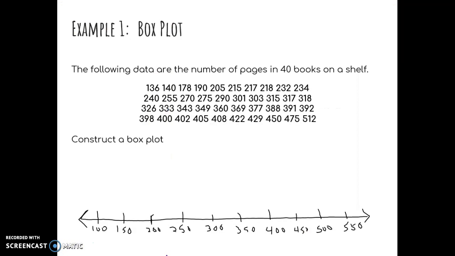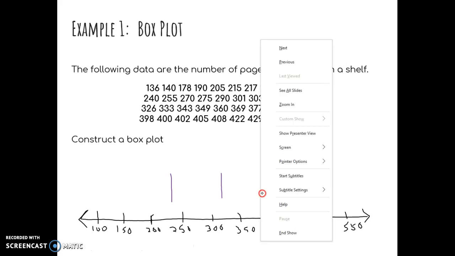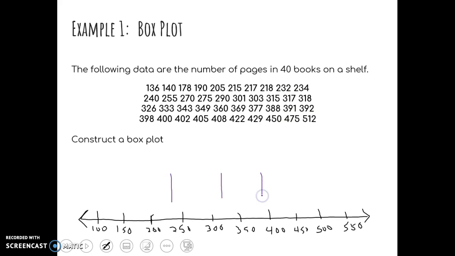Okay, so let's start with Q1. Q1 is at 237, so I'm going to draw a vertical line. So here's 200, here's 250, 237. I'm guessing about right here. That's Q1. You can label it above right here if you want. I'm going to leave it. 322 is the median. So here's 300, here's 250, 322. About right there. And then Q3 is 395, so it's just before 400. We're going to connect these and form a box.